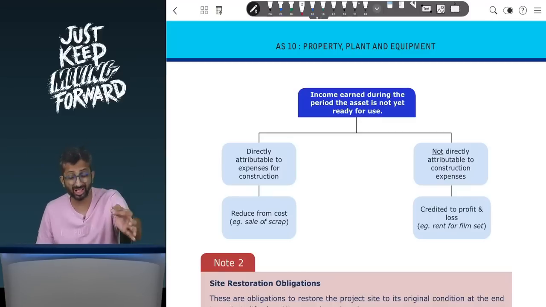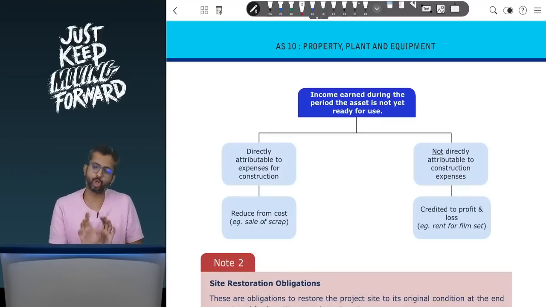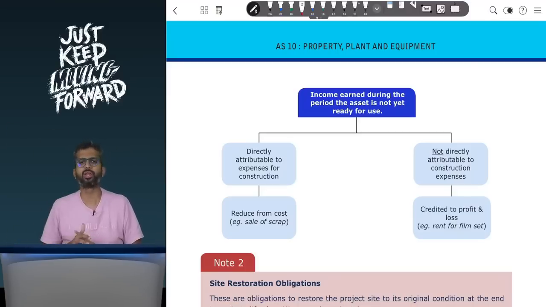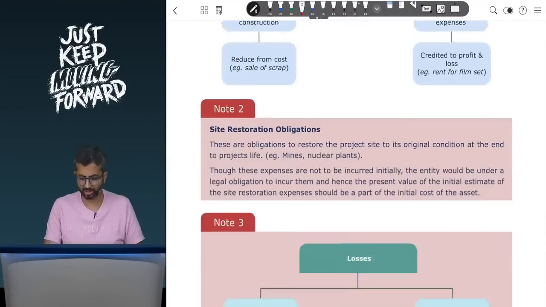Directly attributable incomes will be deducted and the net cost will be taken. Incomes which are not directly attributable, like this renting of place, will be taken to the P&L directly.